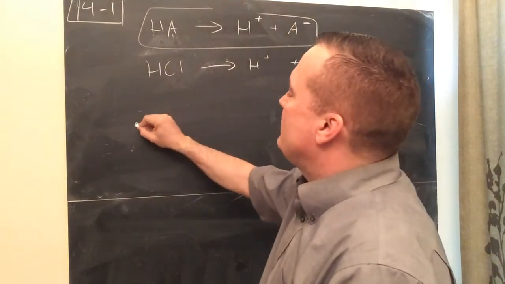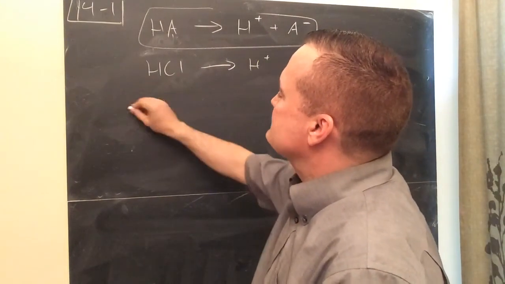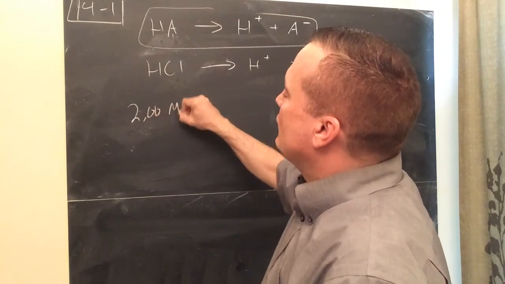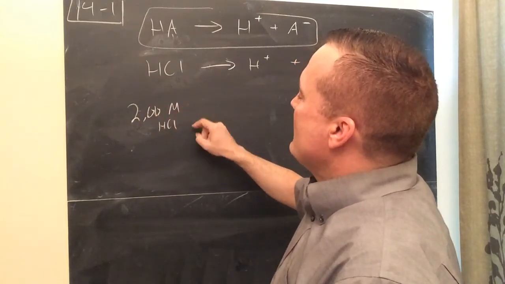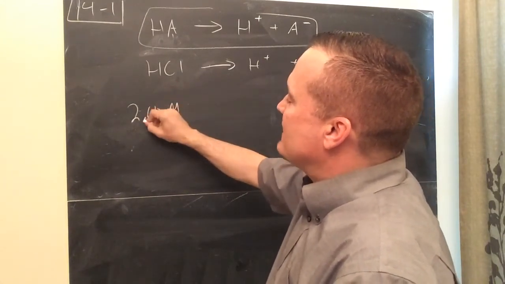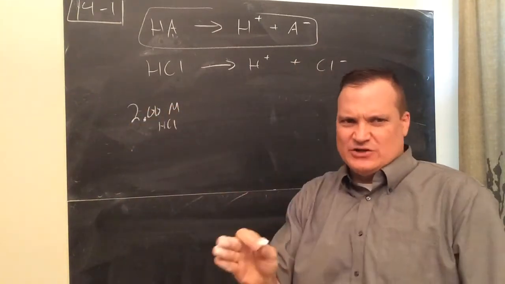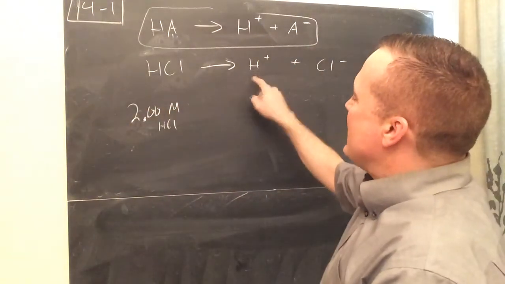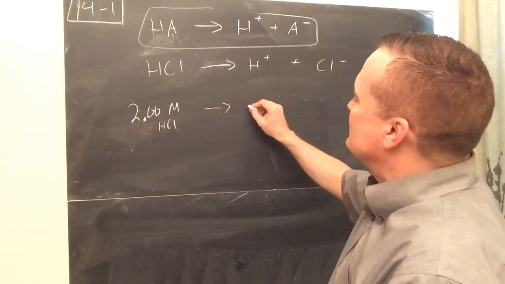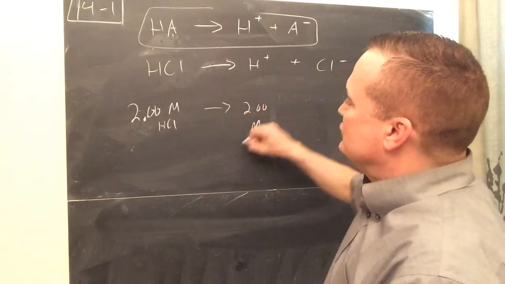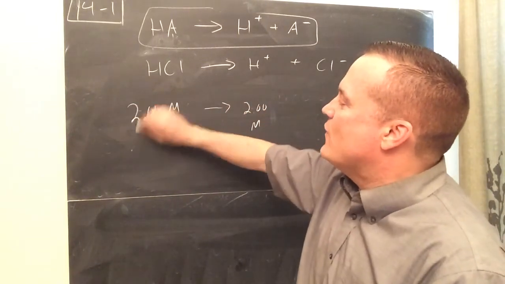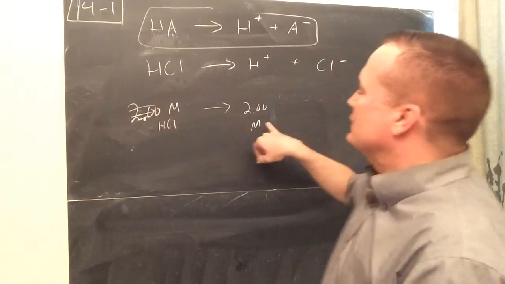If I had, I'm going to get an easier number, let's look at 2 molar HCl. Well, if I prepared that in the lab, I bubble the gas through, say, water, it should be 2 molar. Well, the amount of H plus that I'm going to have is going to also be 2 molar. In fact, all of this is going to go away and convert into that.